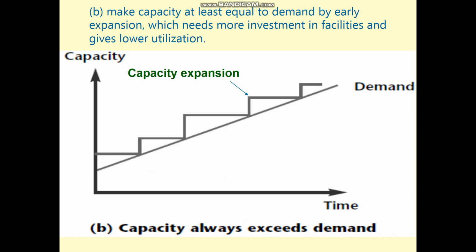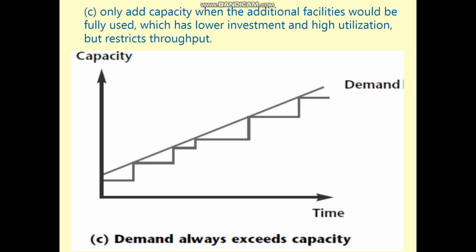The second way is we can make the capacity at least equal to the demand by early expansion. It means that the capacity always exceeds the demand, and in this case we will need more investment in facilities, and we need to pay higher costs for the extension of the capacity, and this one gives lower utilization.